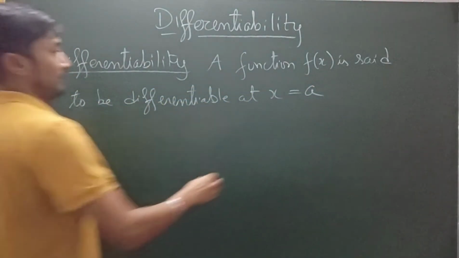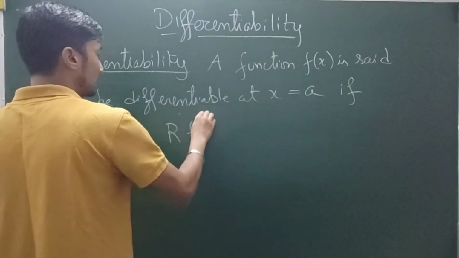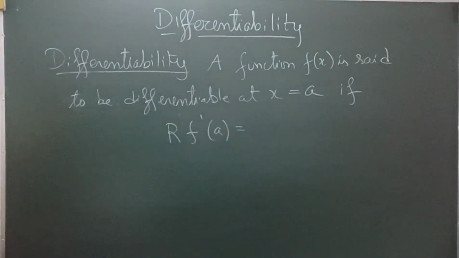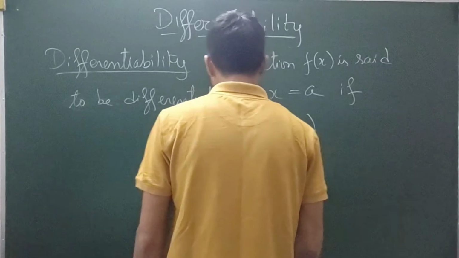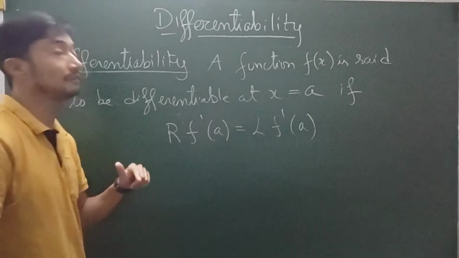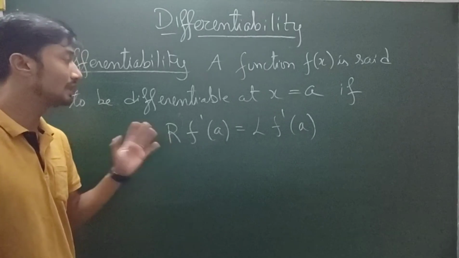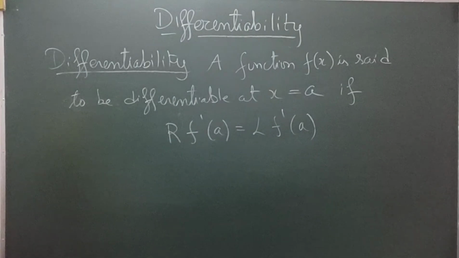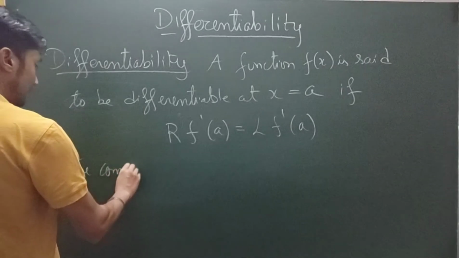If the right-hand derivative is equal to the left-hand derivative. Just like continuity, if the right-hand limit is equal to the left-hand limit is equal to the value of the function at that given point, then we say that the function is continuous, isn't it? So here, if the right-hand derivative is equal to the left-hand derivative, something more, the common value, if it exists.